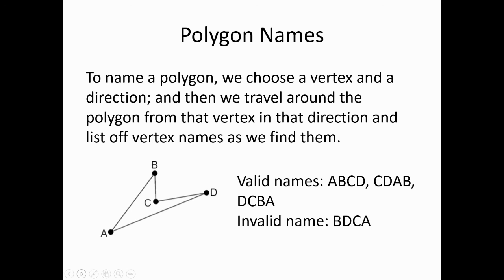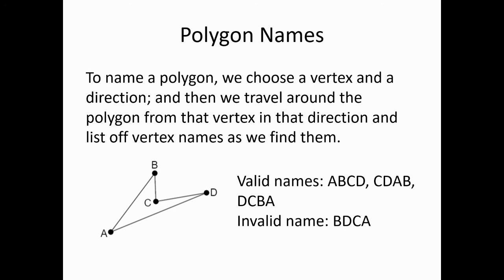So a way to name this polygon, by far the most common way, is to use the vertices. The way you do that is you choose a vertex and a direction, either clockwise or counterclockwise, and then you travel around the polygon from vertex to vertex, and you simply list out the vertices as you find them. So we could start at A and go clockwise, and we would have the name ABCD, perfectly valid. Or we could start at C and go clockwise, in which case we would go from C to D to A to B, also a perfectly valid name. Or we could start at D and go counterclockwise, where we would go from D to C to B to A. Perfectly fine.